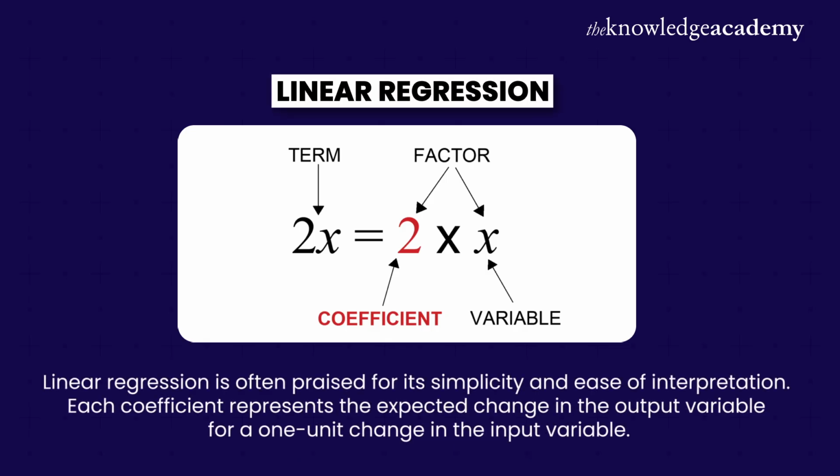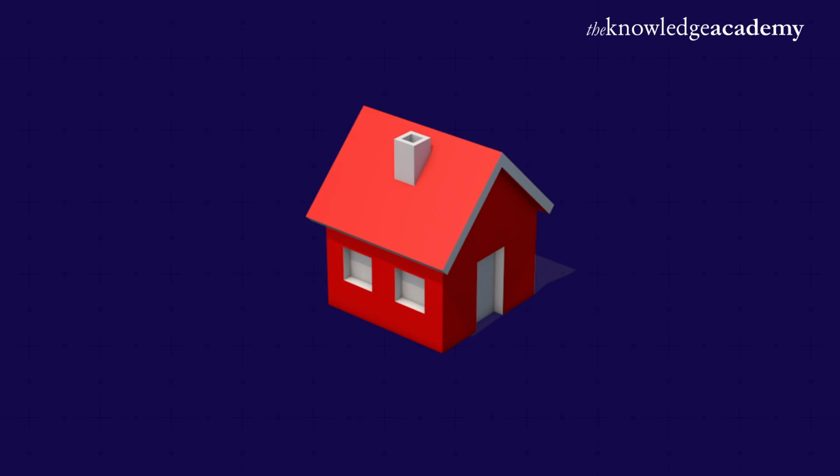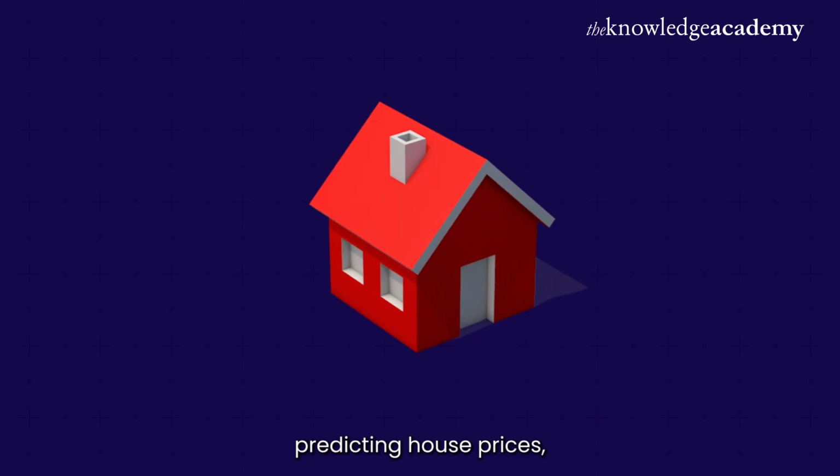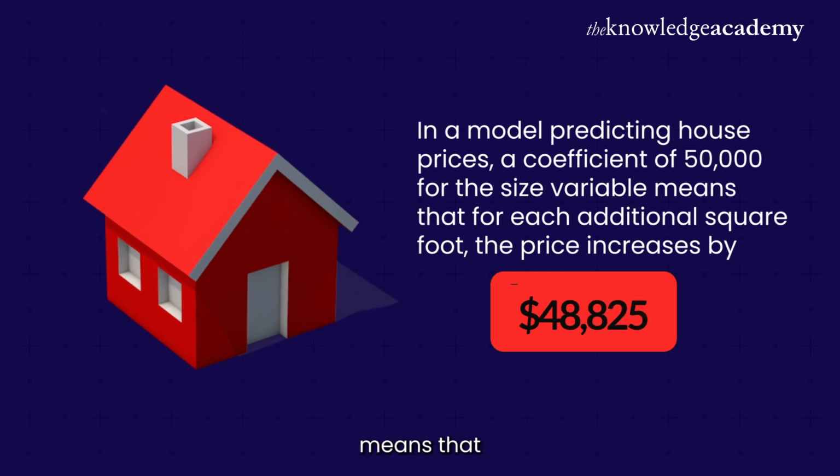Linear regression is often praised for its simplicity and ease of interpretation. Each coefficient represents the expected change in the output variable for a one-unit change in the input variable. For example, in a model predicting house prices, a coefficient of 50,000 for the size variable means that for each additional square foot, the price increases by $50,000.